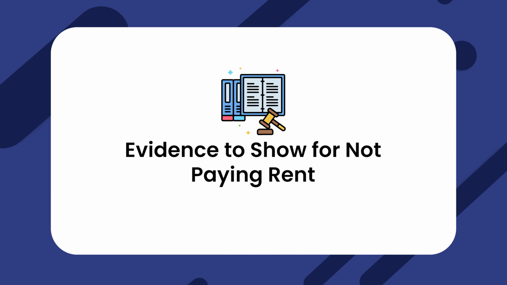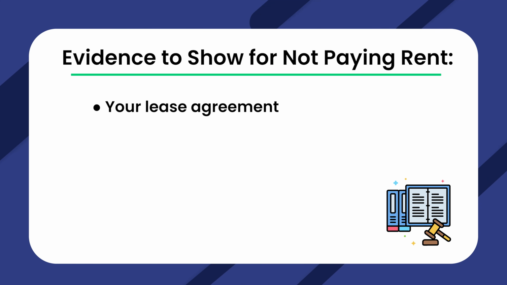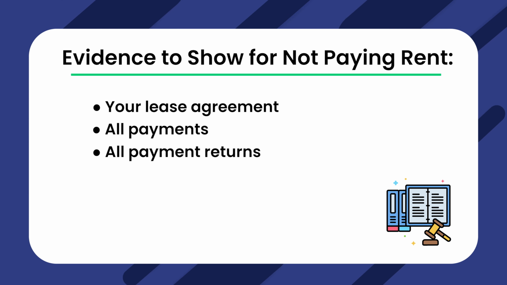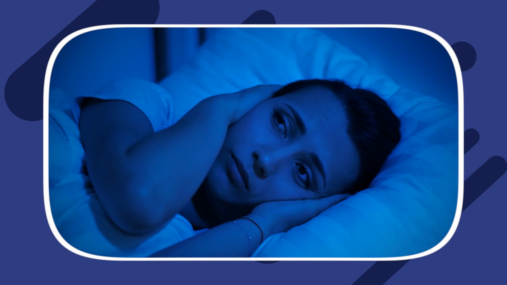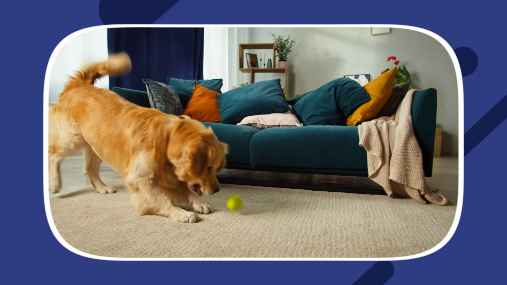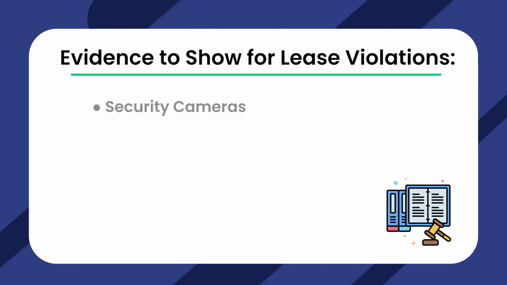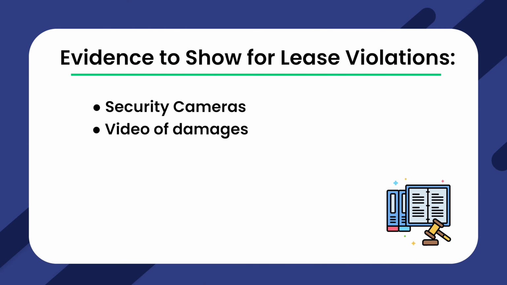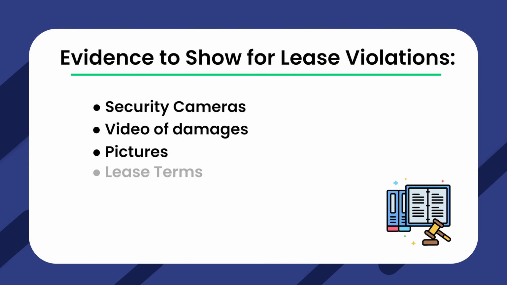Evidence to show for not paying rent. If the tenant doesn't pay rent and they dispute that claim, it's important that you show the judge the following: your lease agreement, all payments, all payment returns, and all messages. Evidence to show for lease violations. If you are evicting the tenant for lease violations, for example, noise complaints, unauthorized pets, or property damage, any of these methods are useful in proving the violation: security cameras, video of damages, pictures, and lease terms.